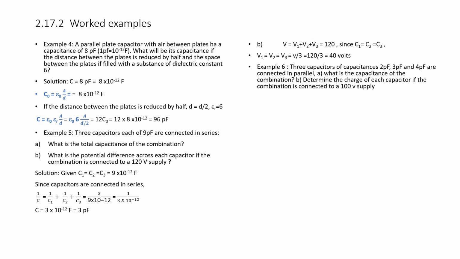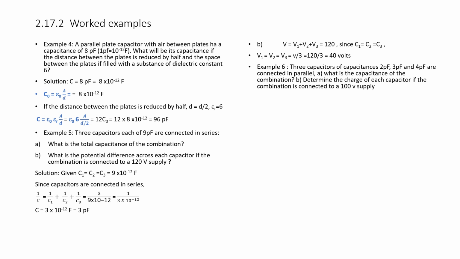Example 6. In this also 3 capacitors are given, but here the values are different. In the previous example, C1 equals C2 and C3. Here it is different. C1 is 2 pF, C2 is 3 pF and C3 is 4 pF. They are connected in parallel. Here also there is a difference. Previously all the 3 capacitors were connected in series. Here they are connected in parallel.